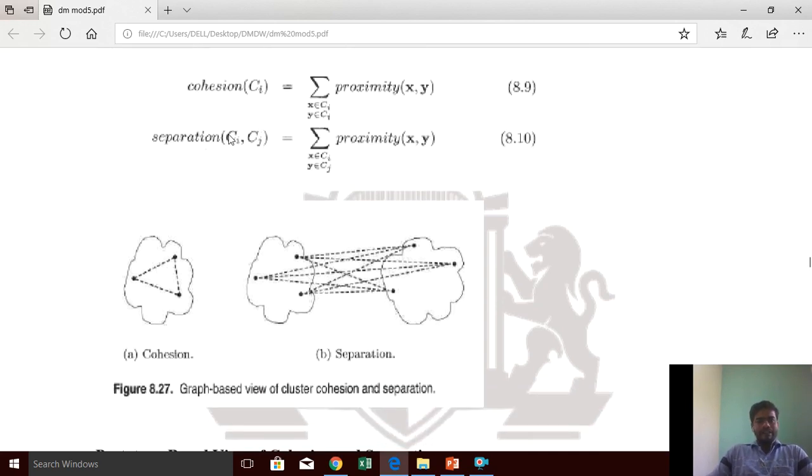Separation is applied between two clusters, C_i and C_j. C_i and C_j are the two different clusters. Separation is the sum over x in C_i and the sum over y in C_j of proximity(x, y). So this is cohesion.